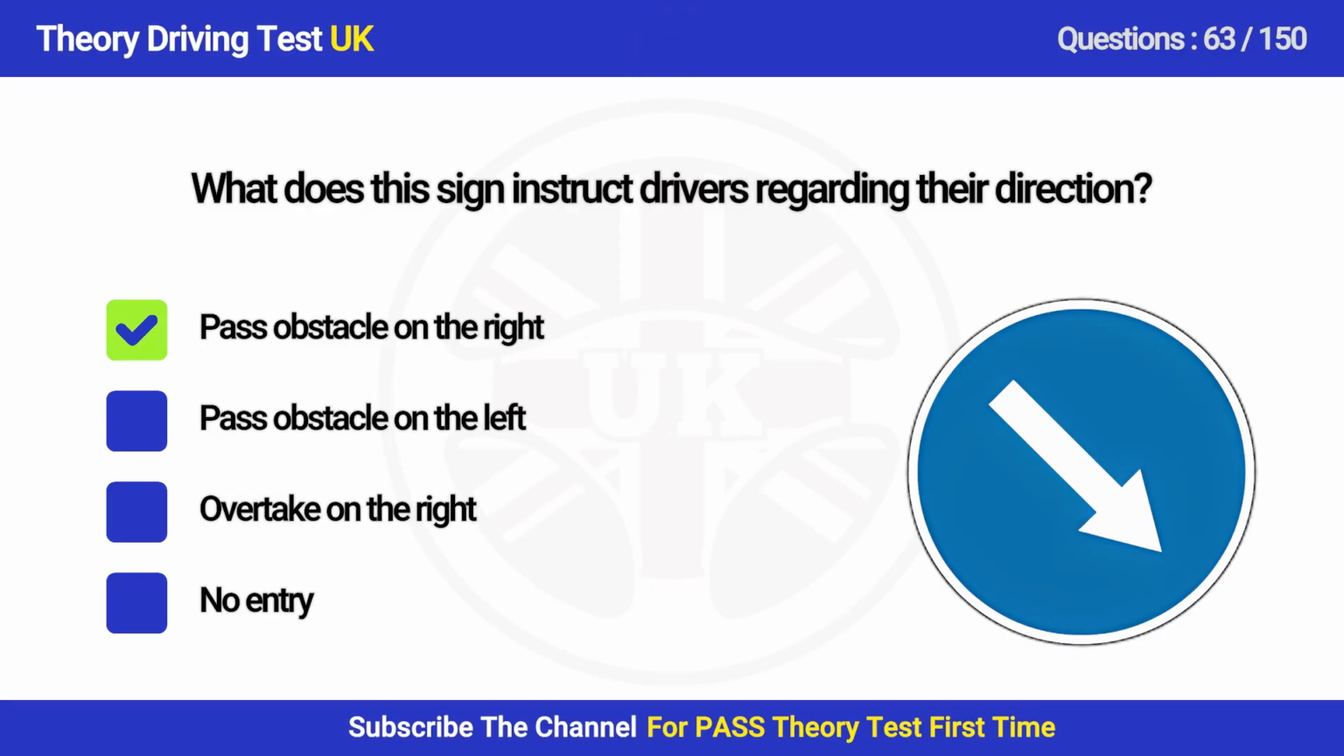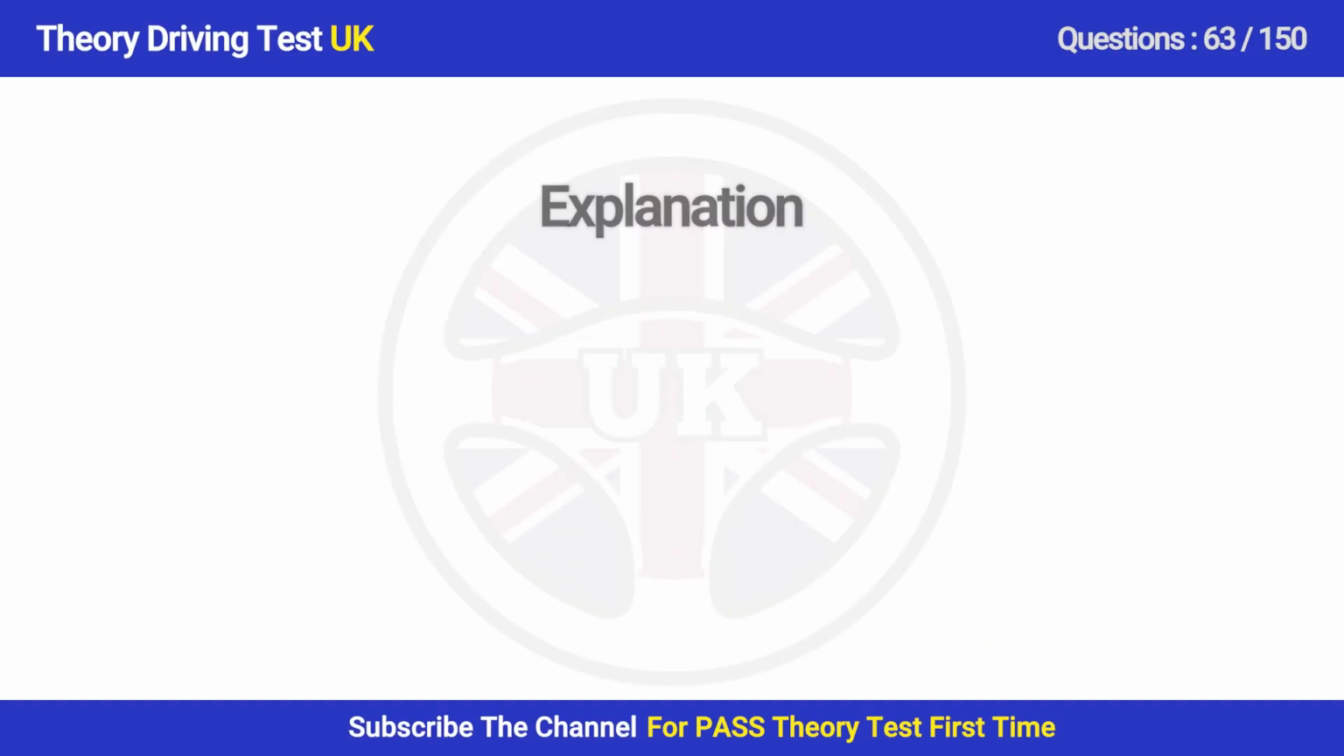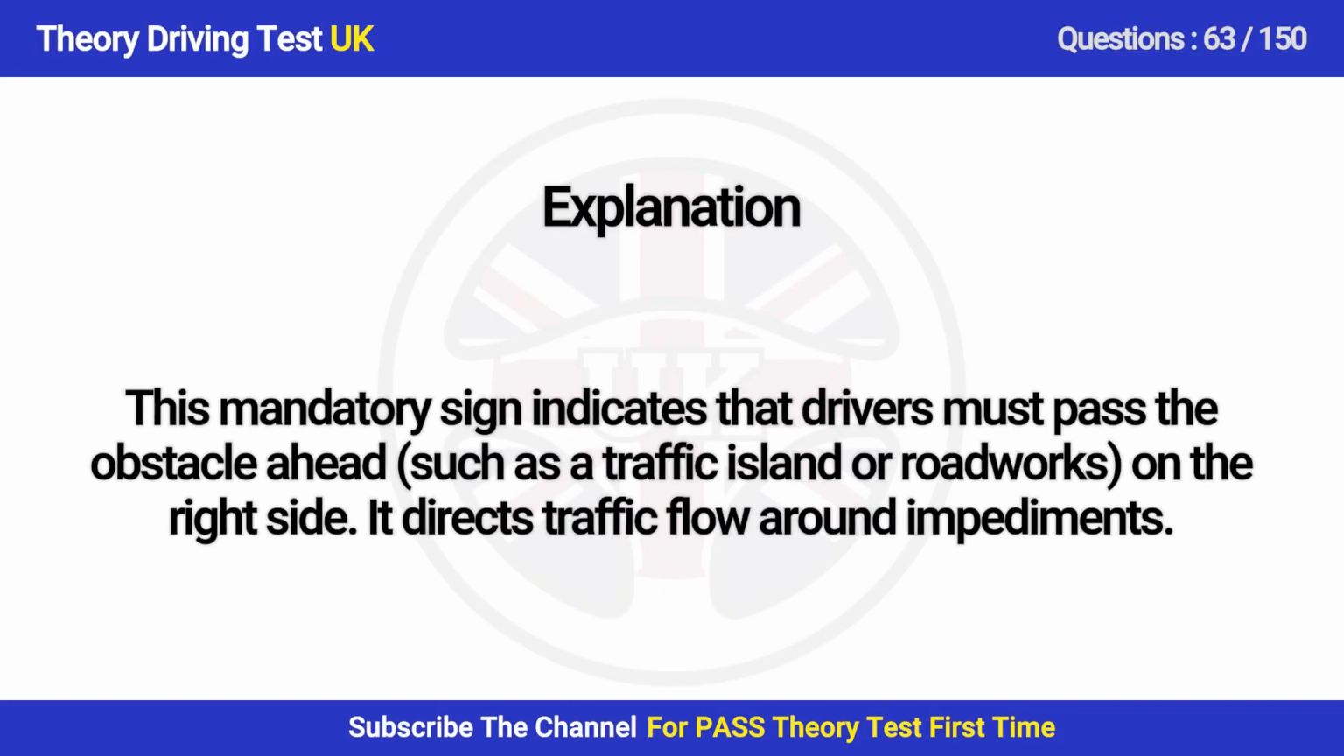Answer is A, pass obstacle on the right. This mandatory sign indicates that drivers must pass the obstacle ahead, such as a traffic island or roadworks, on the right side. It directs traffic flow around impediments.